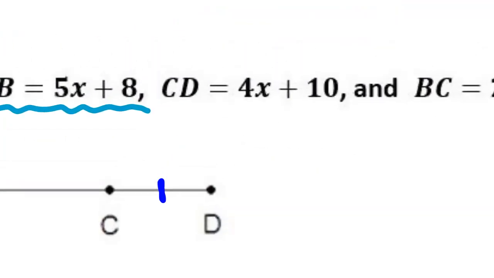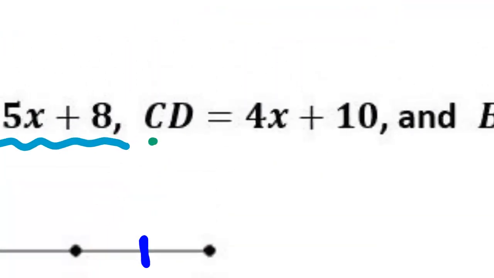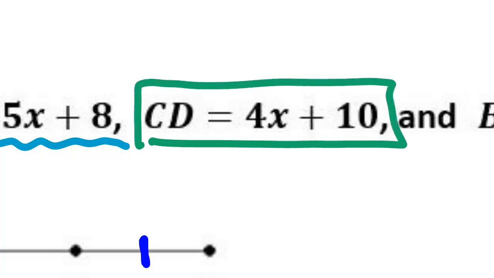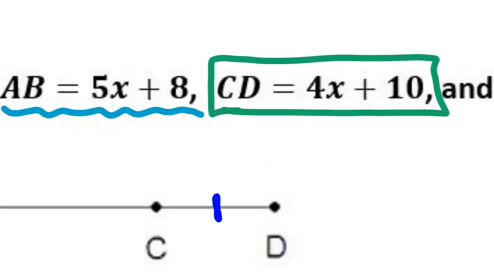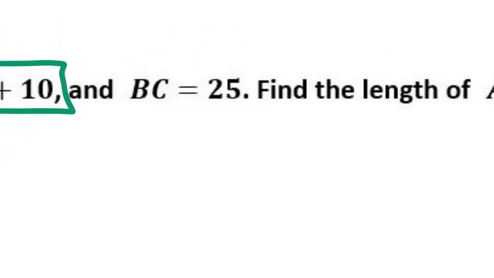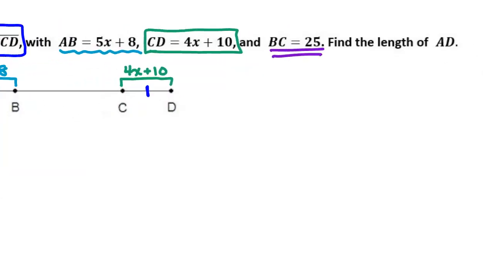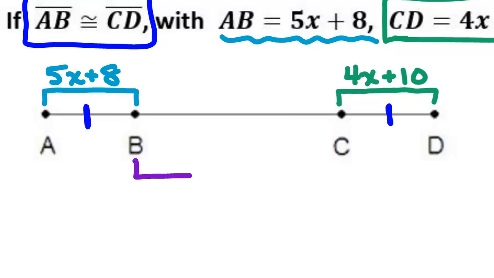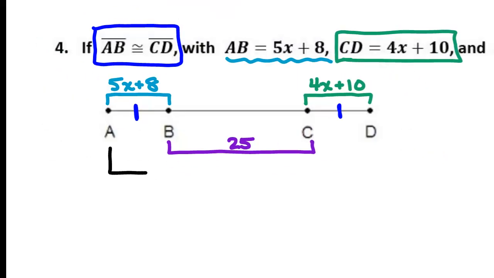Tells me that CD is 4x plus 10. And then it says that BC is 25. Find the length of AD. So we need to be finding from here all the way over to here.